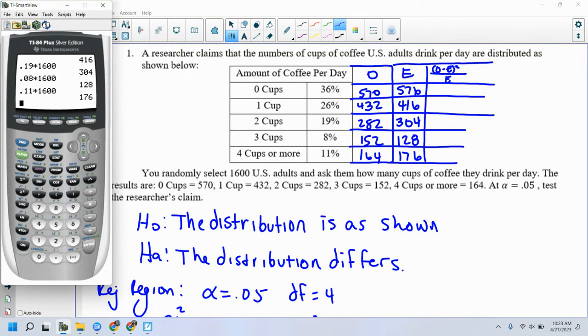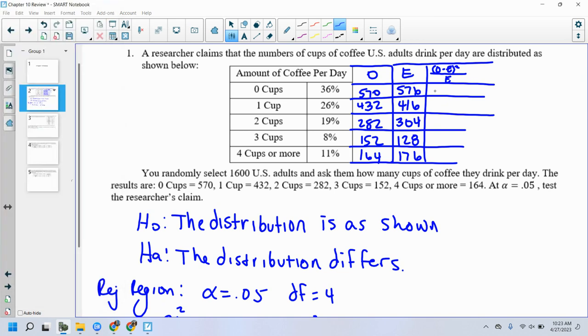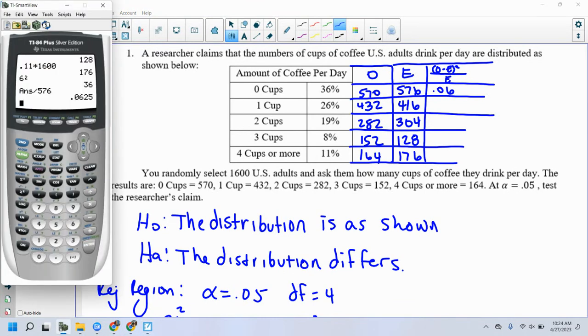No, we don't. All right, so let's do (O minus E) squared over E's. Okay, we got 570. So 6 difference squared divided by 576. Small number, 0.06. Okay, let's see what we got for the next one. I can do this in my head. 432 and 416, the difference is 16. 16 squared divided by 416, which is 0.62.